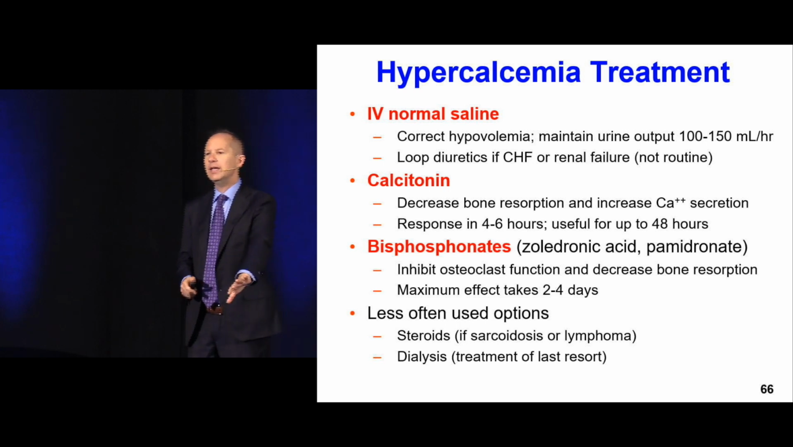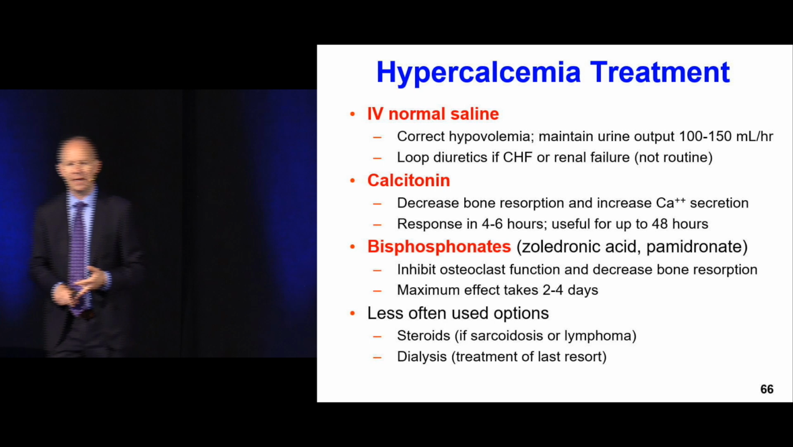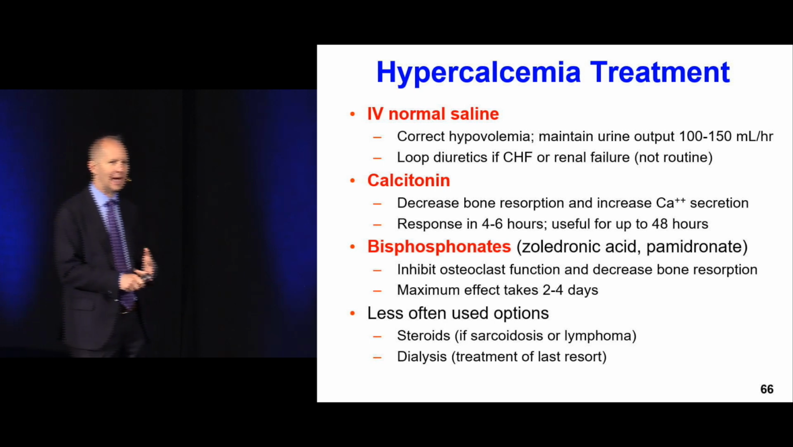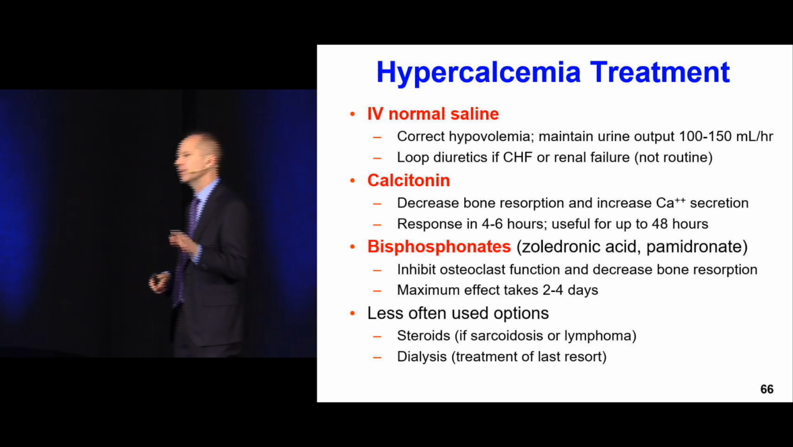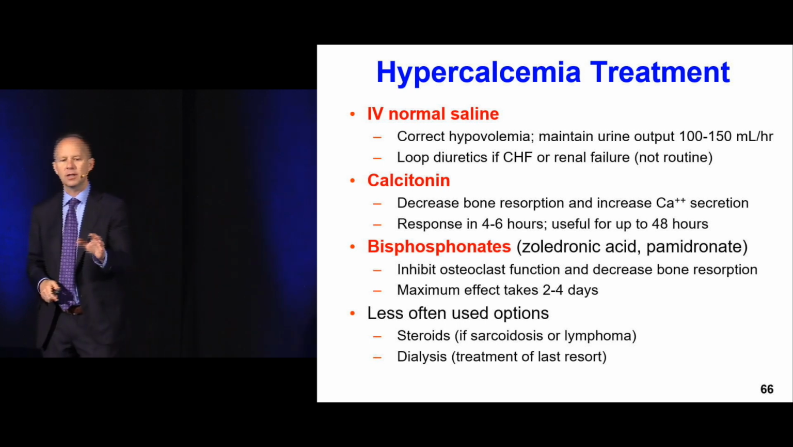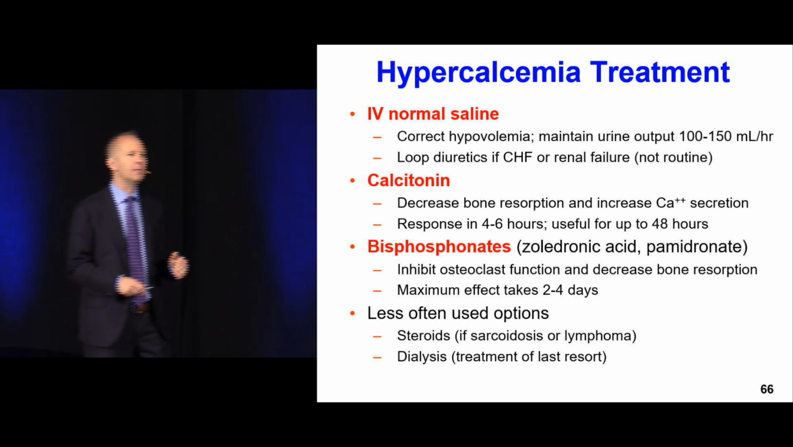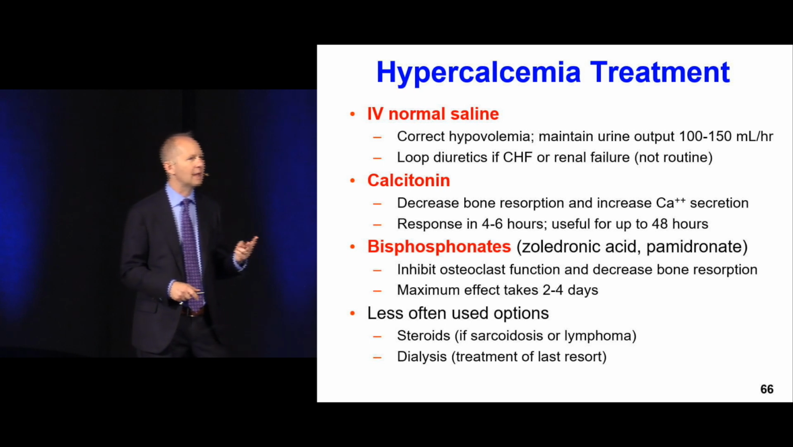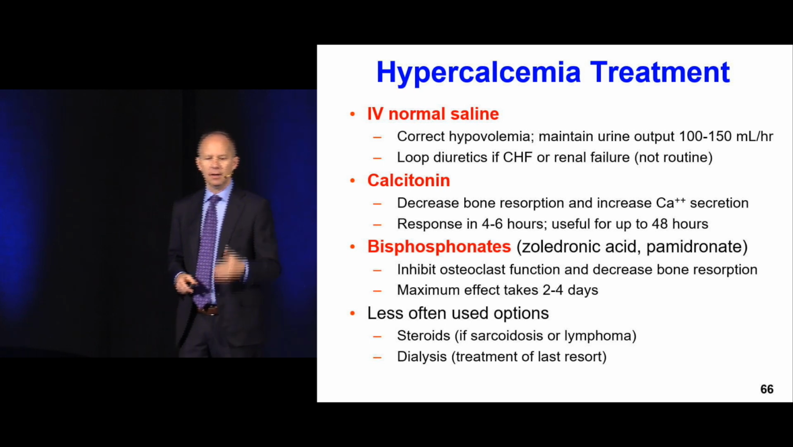Then there are other agents you can use, calcitonin and the bisphosphonates. These are things like zoledronic acid, pamidronate, etidronate, okay? If you remember, they inhibit the osteoclasts, the cells that chew up your bones and release the calcium, so they bring your calcium levels down. Calcitonin has a pretty good onset, but it only lasts about 2 days. After that, your body gets used to it and it doesn't work.